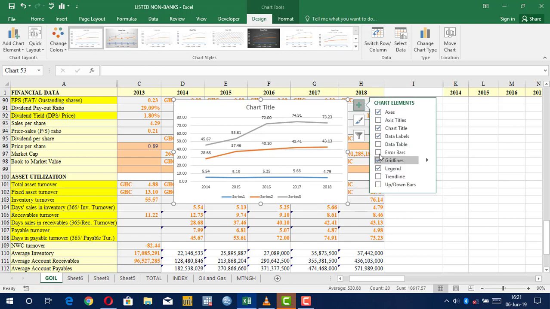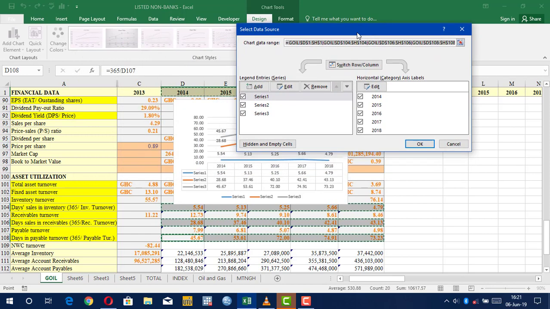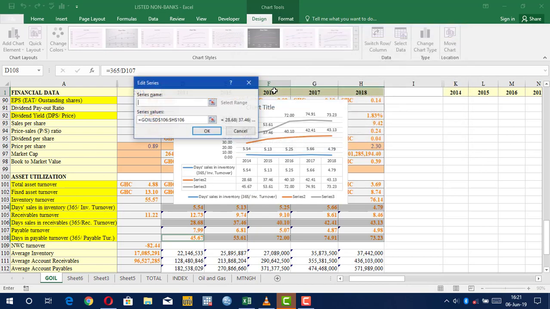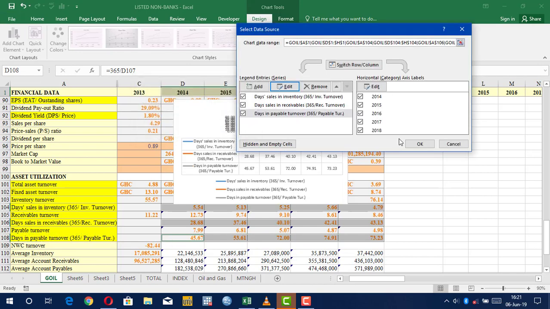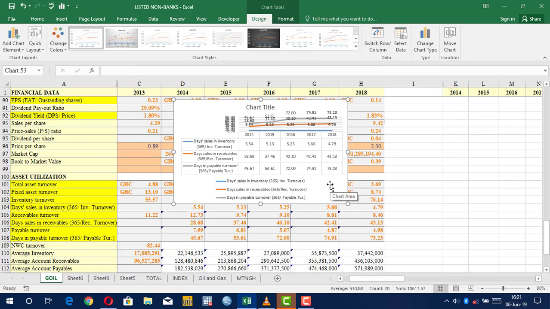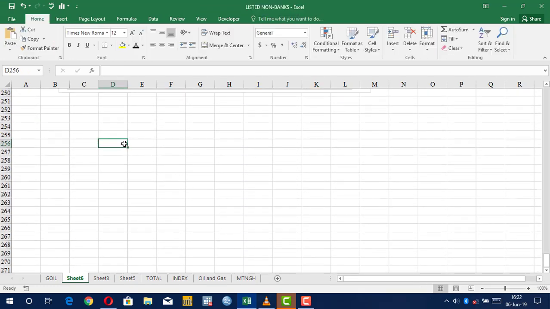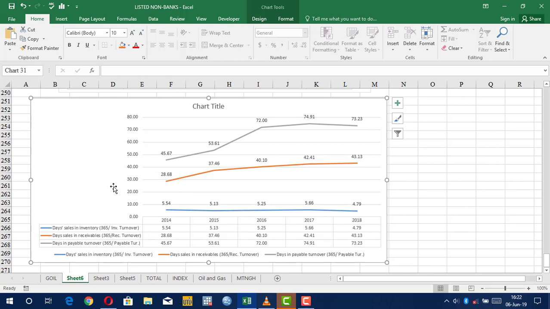Good. And then data labels, let's rename them. Select data, then rename it series 1. That is inventory days. Series 2 is for receivables, days in receivables. Then series 3, that is payables in days. Okay, so that is it. Don't worry, it has become clumsy, but we will manage it. So we will drag it here. Okay, so this is GOIL, and let's see how it's holding up now.